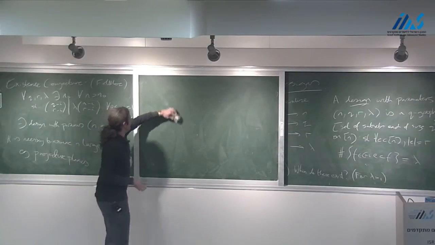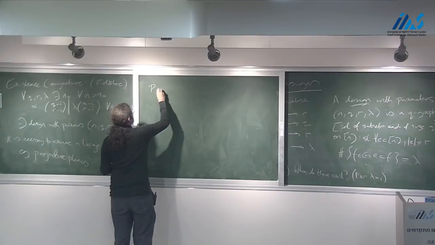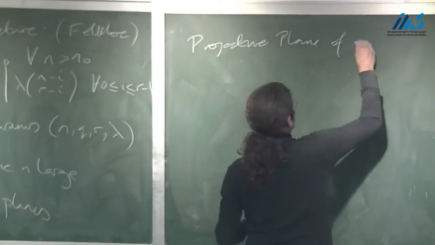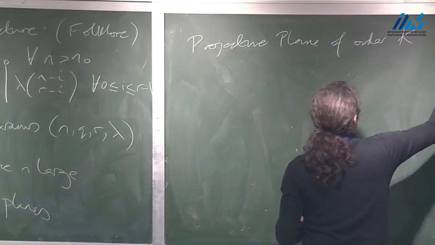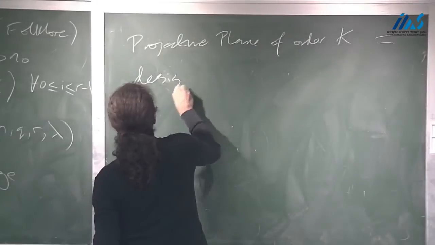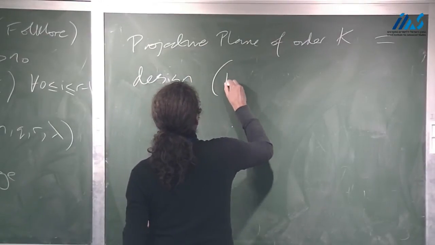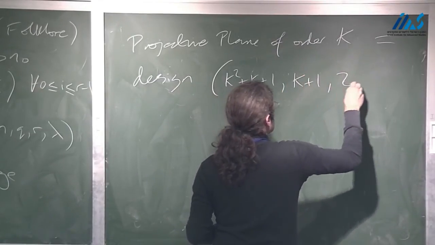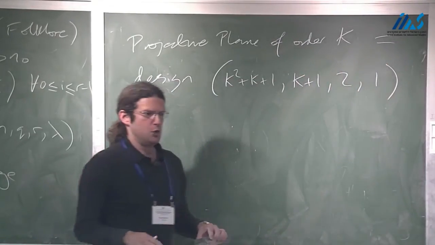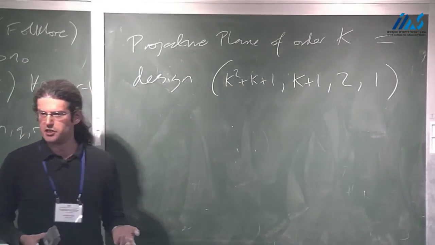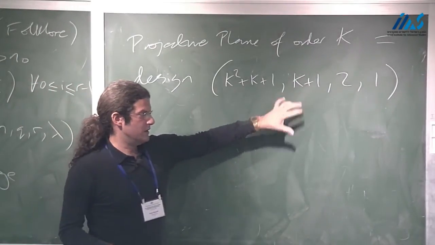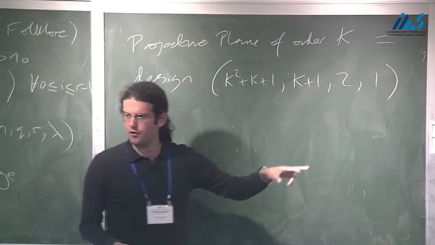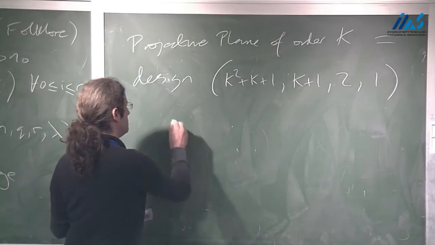But okay, so what is a projective plane? A projective plane of order k is a design with parameters k squared plus k plus 1, k plus 1, 2, 1. So you have k squared plus k plus 1 vertices, every set you choose has size k plus 1, and every pair is covered once. The Fano plane was the example, k equal to 2.